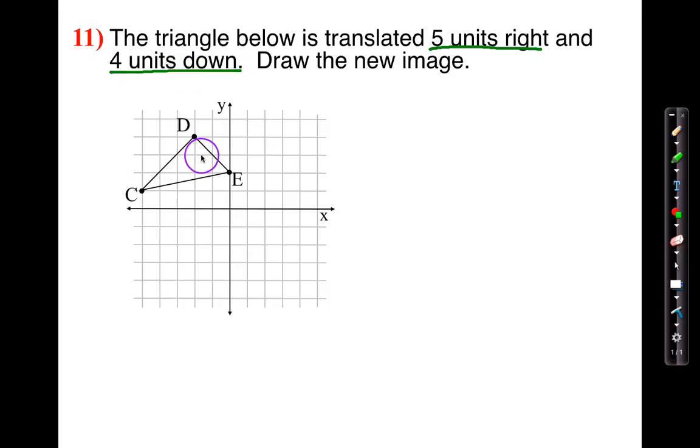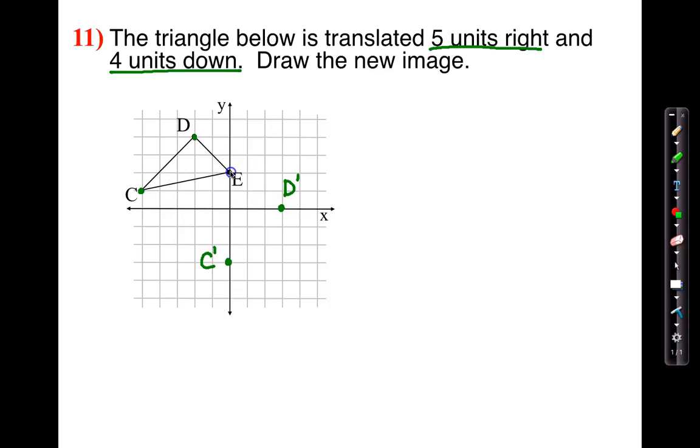So here, let's just start with a point, which is, again, our pre-image. Just start with C. I'm going to go ahead and follow the instructions, which is 5 units to the right, 1, 2, 3, 4, 5, and 4 units down, 1, 2, 3, 4. So here, since it's our new image, we're going to call it C prime. Now let's start with point D. Again, we're going to follow the instructions, 5 units to the right and 4 units down. So we're going to go 1, 2, 3, 4, 5, and 4 units down, 1, 2, 3, 4. So this I would call D prime.